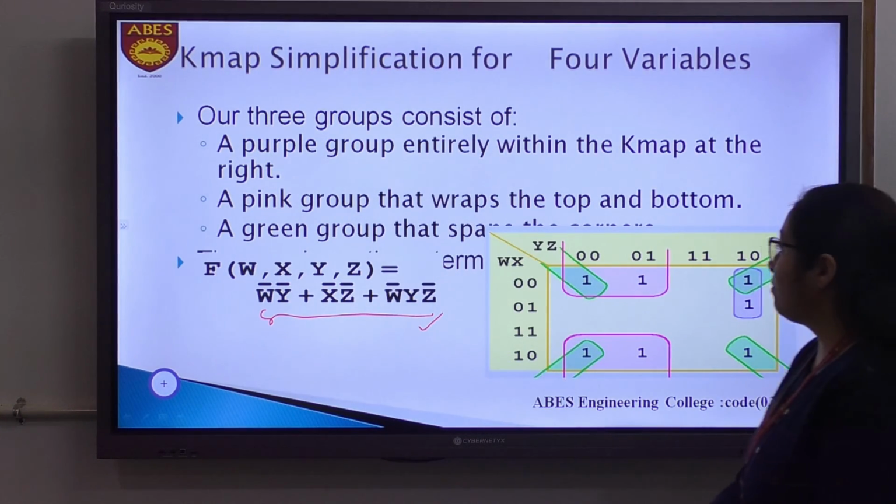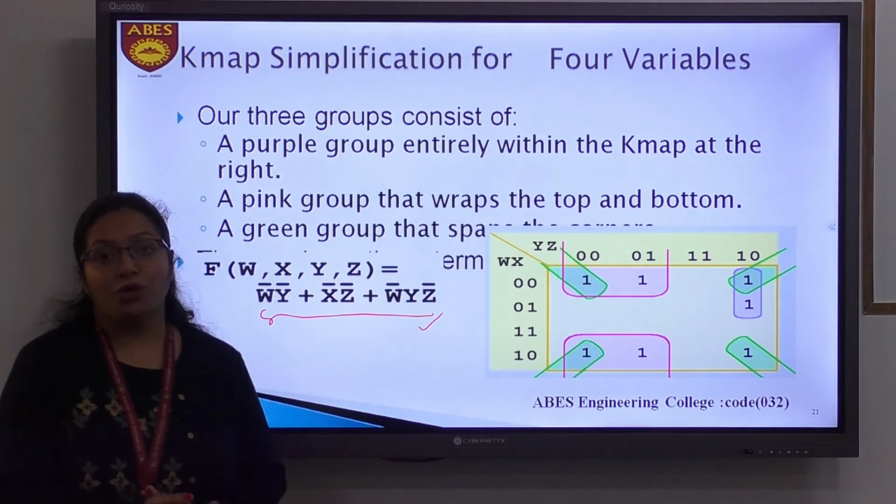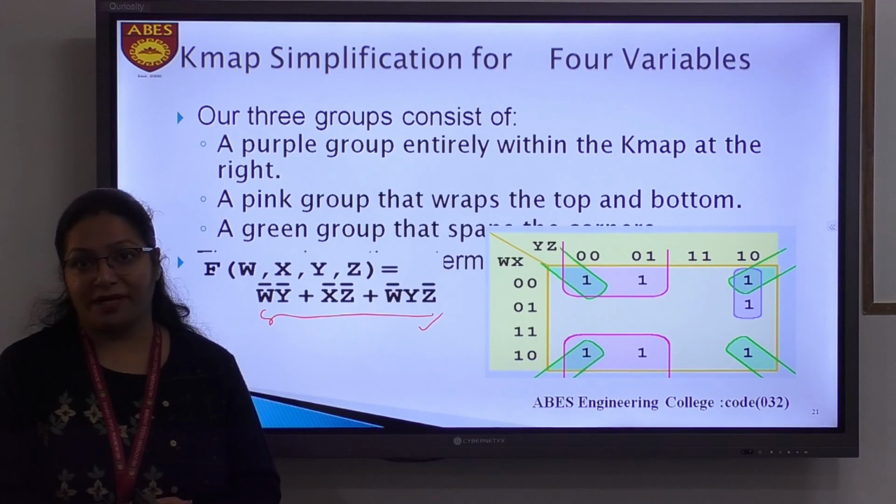So this was all about K-maps. K-maps are basically used to simplify or reduce given Boolean expressions.